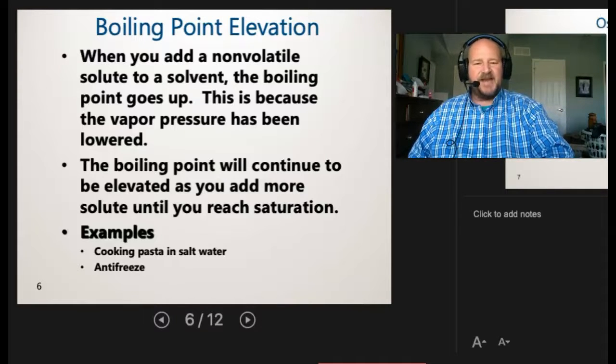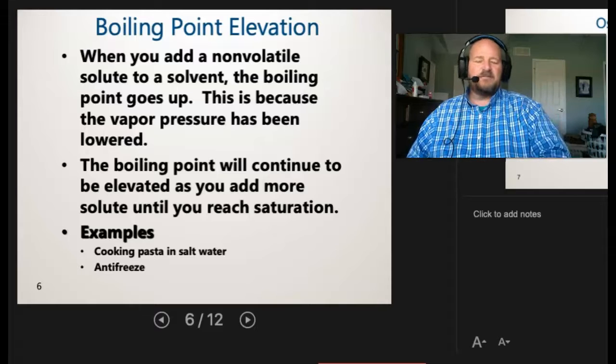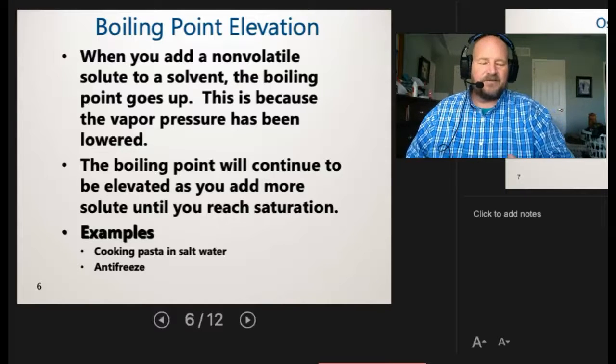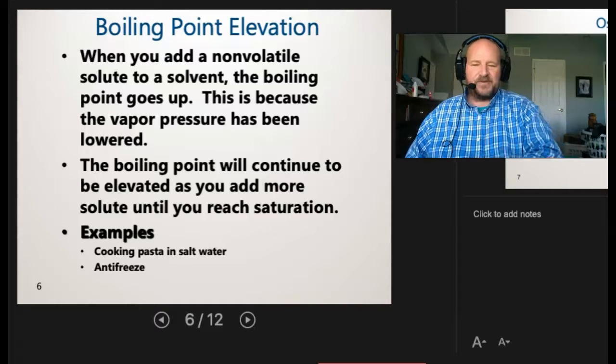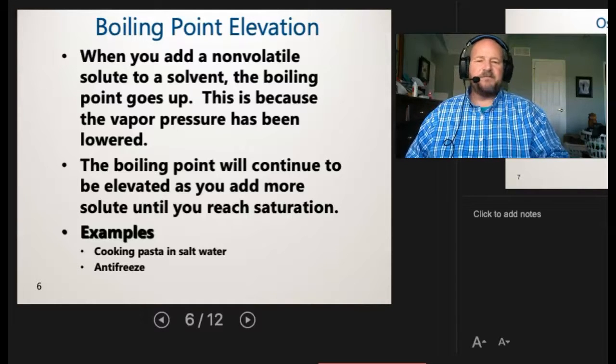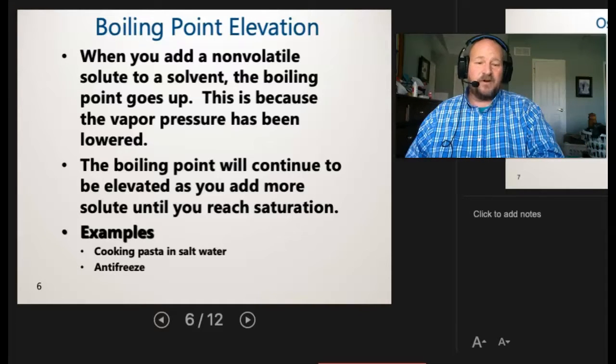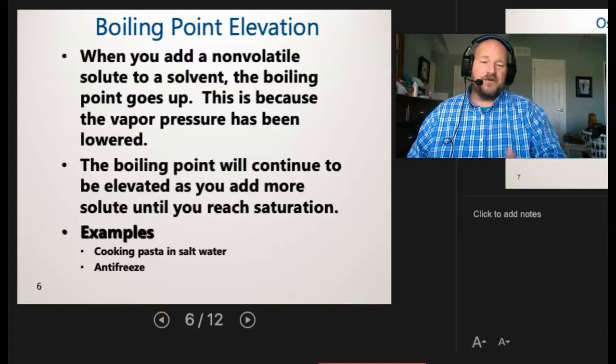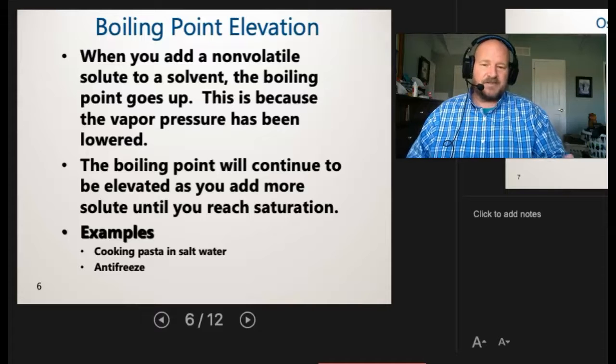Another place we see it is antifreeze. Living here in Delaware, if you just ran straight water in your radiator as your coolant, then you run a risk both in the extreme winter and the extreme summer. In the extreme winter, the water could freeze, and we all know that ice expands, and that will rip your radiator open and cause it to leak.